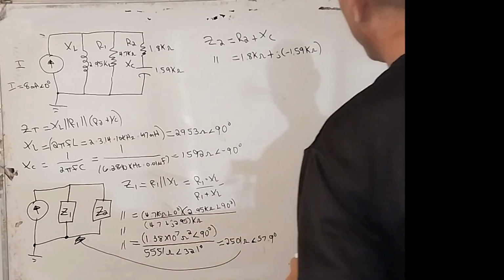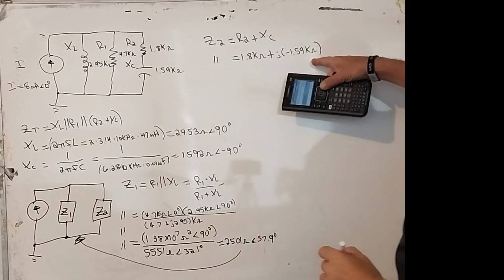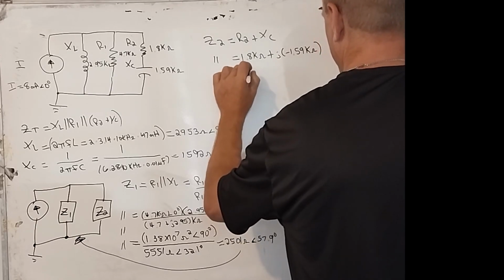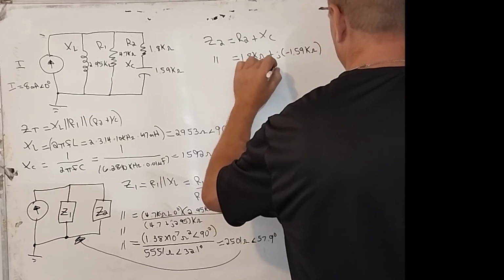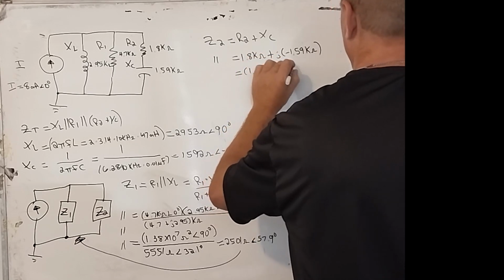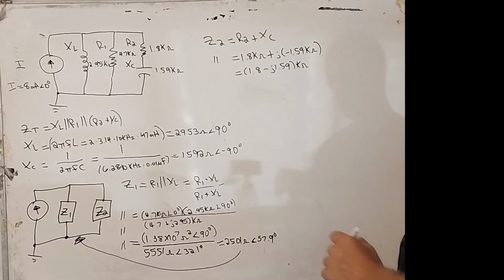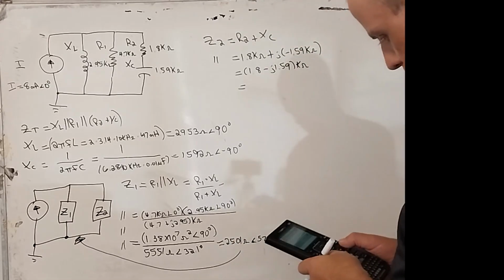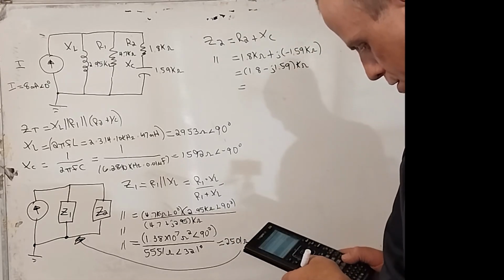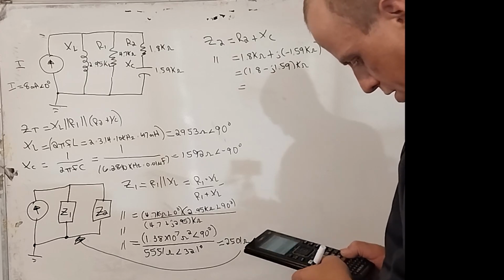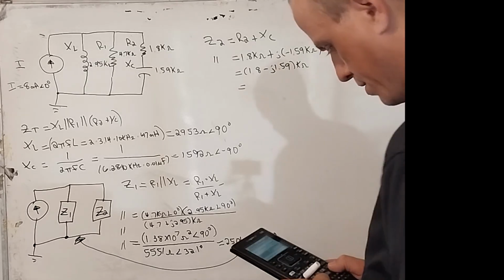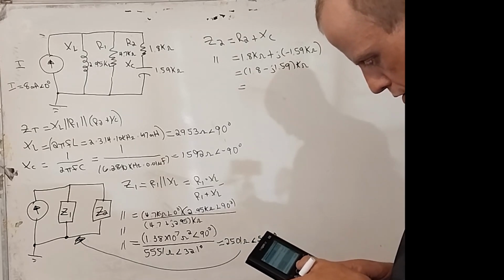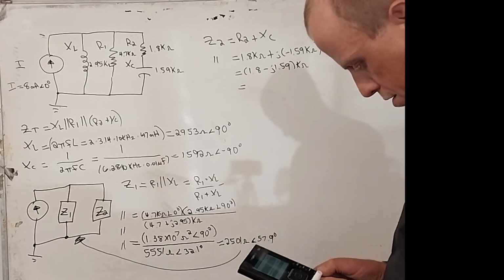Here's another way of writing it. This one I only use parentheses because of the negative value. We can rewrite this as 1.8 minus j of 1.59 kΩ. Or we can do the Pythagorean theorem. And before I do that, I'm going to store this value as A, and the degrees as B.